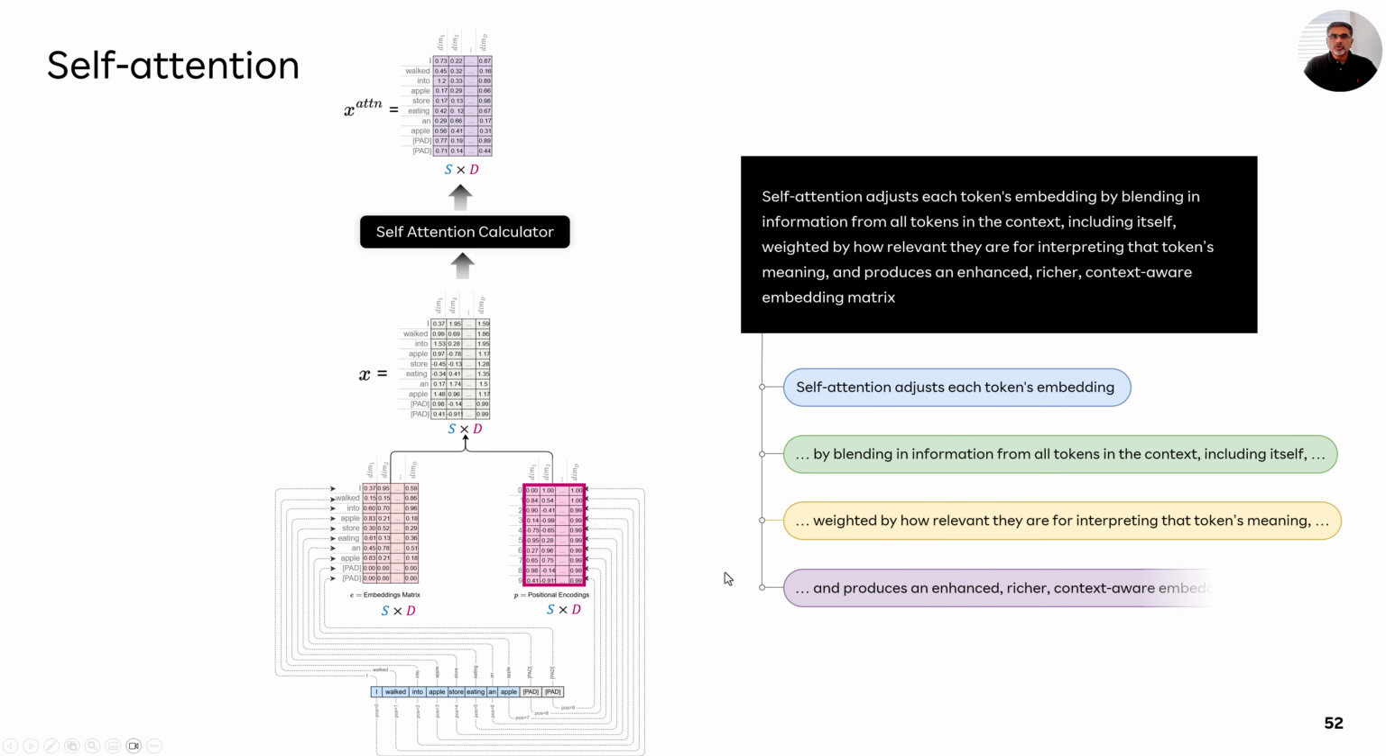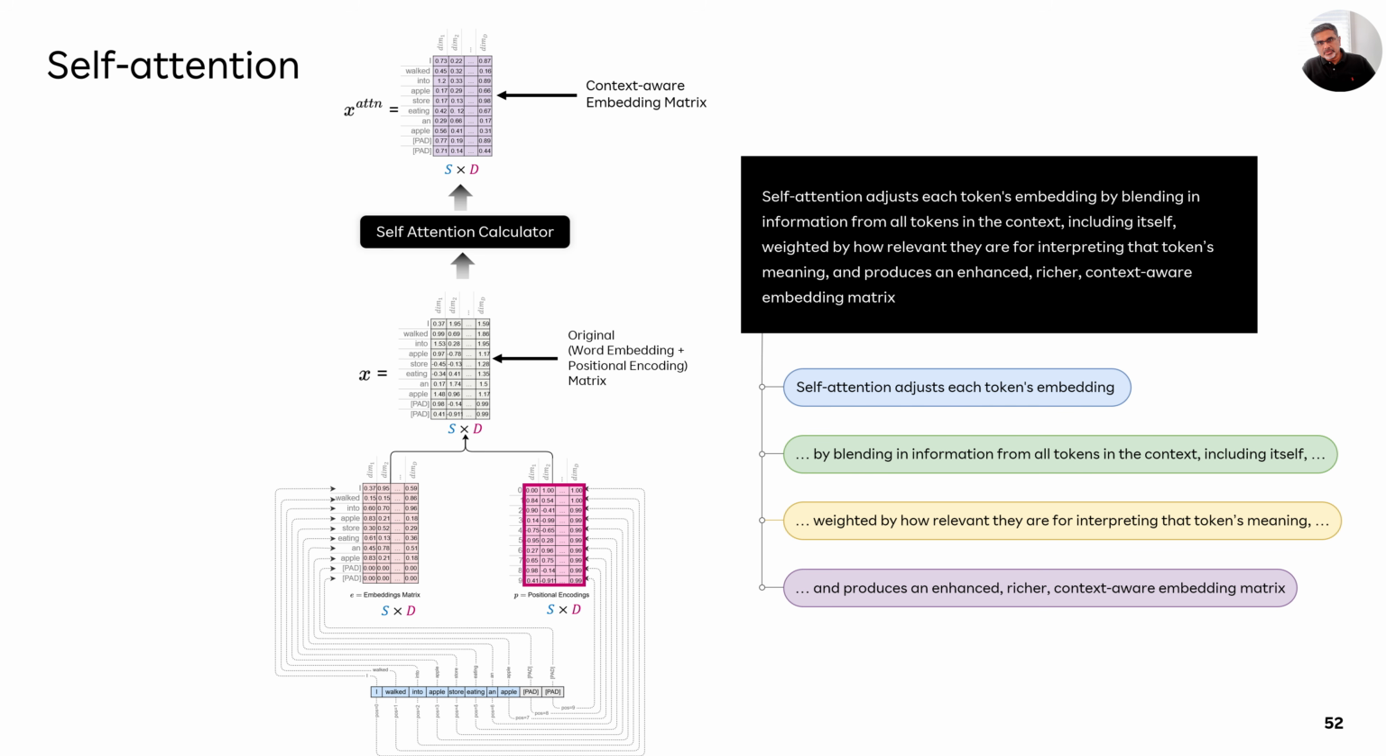And then what you produce is an enhanced, context-aware embedding matrix. So the self-attention module takes this word embeddings plus positional encoding matrix, passes it through a calculator, and emits back the same size matrix, S cross D, where each word's embedding is now modified so that the other layers of the transformer understand that, okay, in this sentence, this apple refers more to a company and the second apple refers more to a fruit, right?